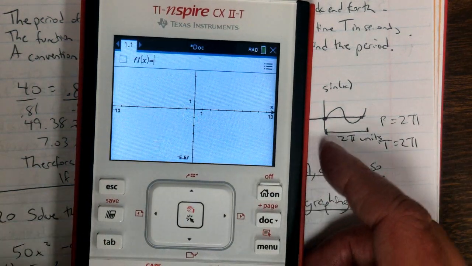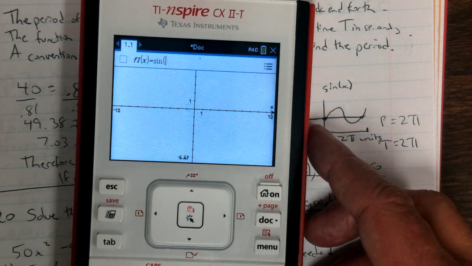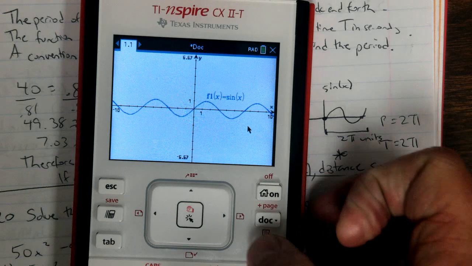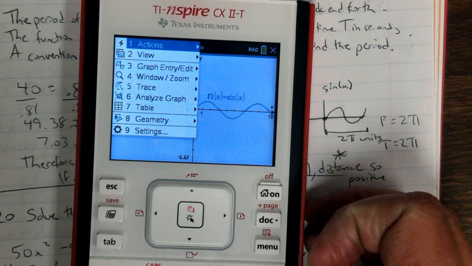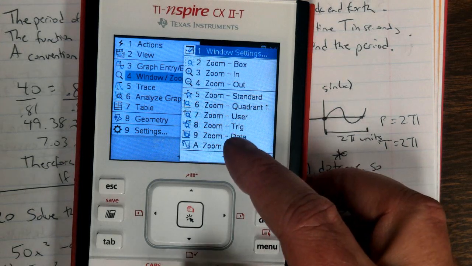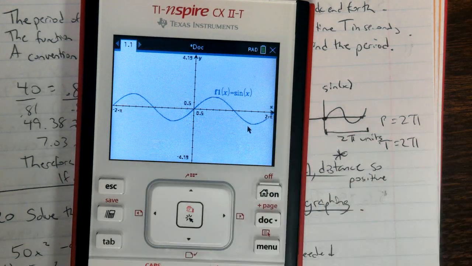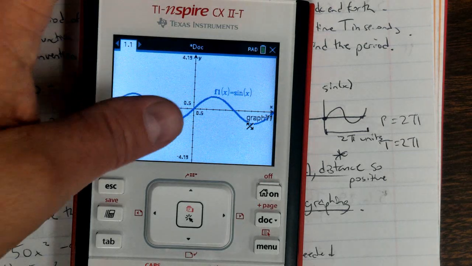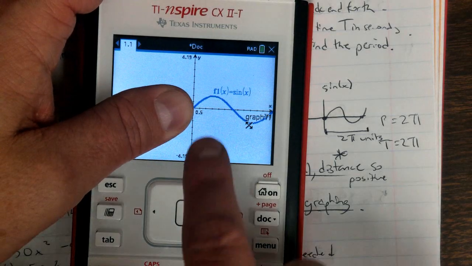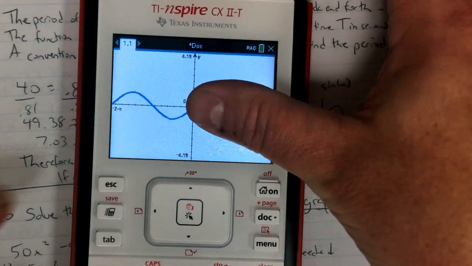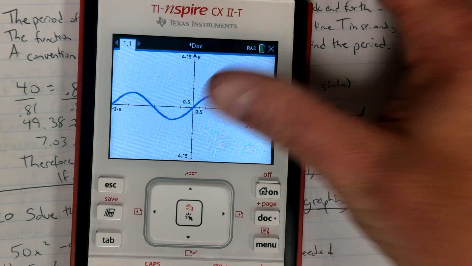Sine, so I go trig, then I go sine x. It's very wavy. If you use your trig window, you go to window, then go to trig, which is number 8. This is showing 2 periods' worth. So you can cover it up and say, okay, from here to here is 0 to 2 pi. From here to here is negative 2 pi to 0.